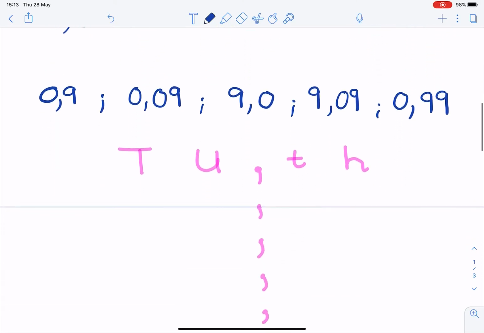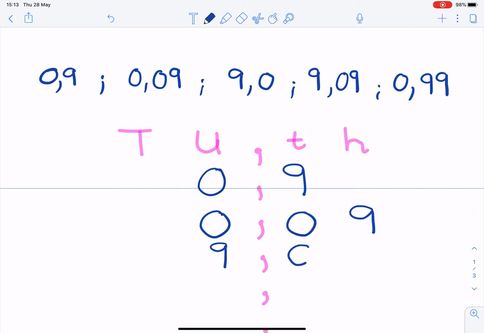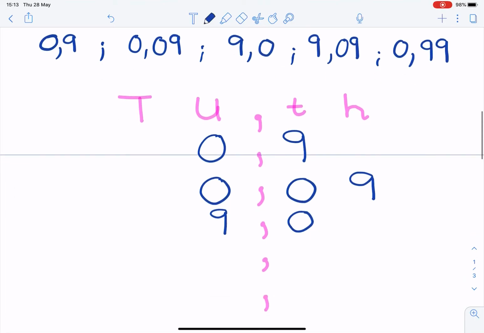Right, let's put these decimals in order from smallest to biggest. And once again, the best way is to put them into the columns so that you can see straight away how big they are. Right, the first one is 0,9. The next one is 0,09. The next one is 9,0. The next one is 9,09. And the last one is 0,99.